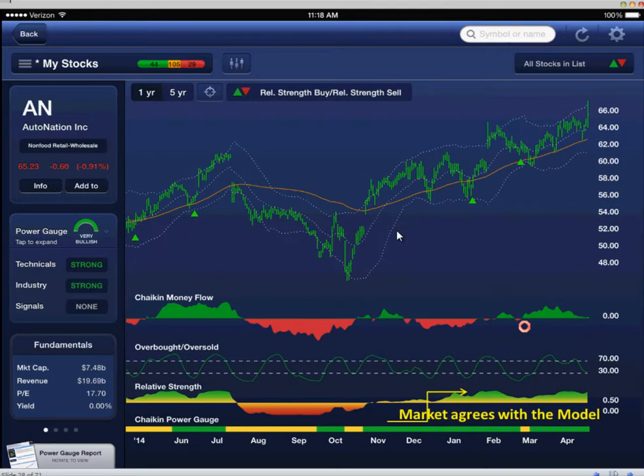And finally, AutoNation, which I recommended as my bullish stock of the week this week on Sunday. 3.5% of all the retail auto sales. They have 190 dealerships. Powerful management started by Wayne Huizenga, who started Waste Management, brought in someone who really turned the company in 1999, still there as the CEO. But that's all sort of a sideshow. What we care about is that the power gauge rating is bullish and it's outperforming the market, so the market is agreeing with the model.